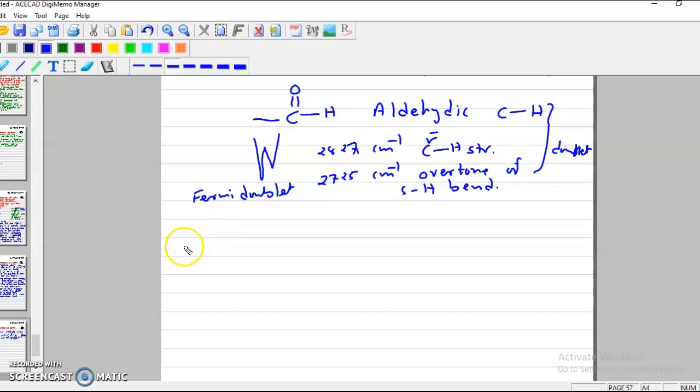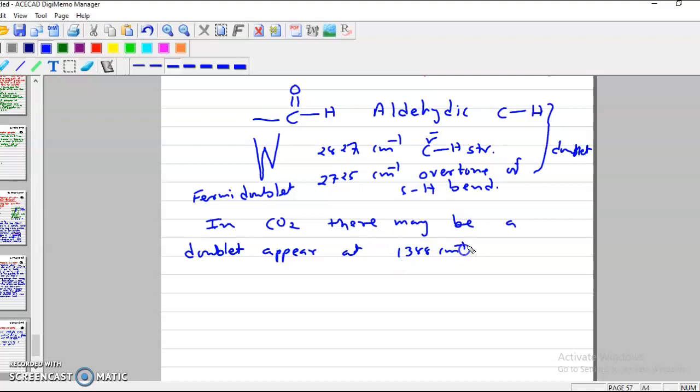There are some more examples also, like in carbon dioxide we can explain. In CO2 there may be a doublet appearing at 1388 centimeter inverse and 1286 centimeter inverse due to Fermi resonance.